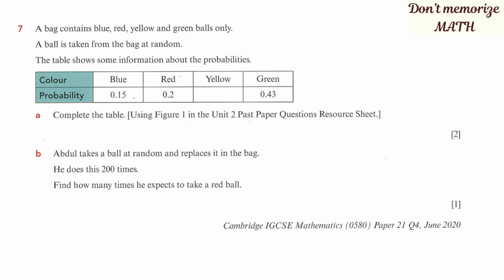Probability is given 0.15, 0.2. Yellow, we don't have anything, 0.43. Yellow is missing. Complete the table. So we need to find the yellow. We have only 4 balls here, so the total probability will be 1.